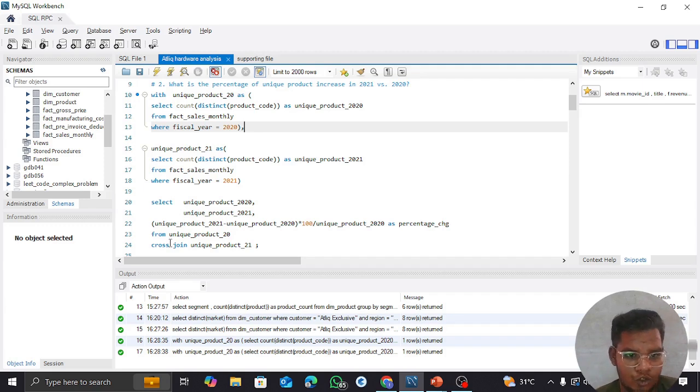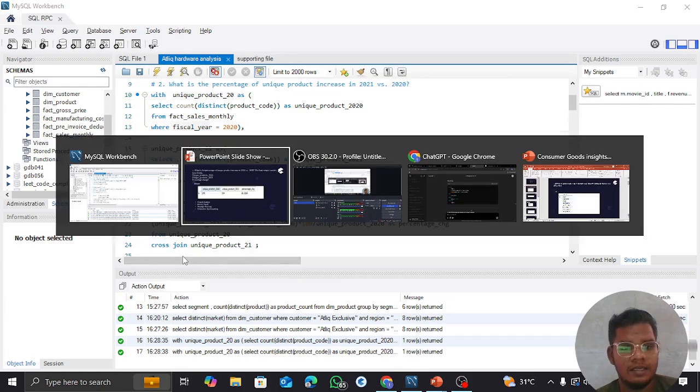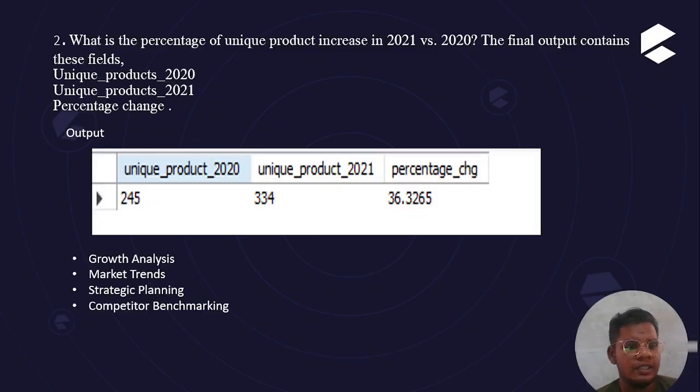Here we use a cross join. Why do we use a cross join? Because there is no connection between these two tables that we created from the query. With a cross join, even without any primary key or anything, we are able to join the two tables. That's why we use cross join, and the result is this. Here are some insights: growth analysis.